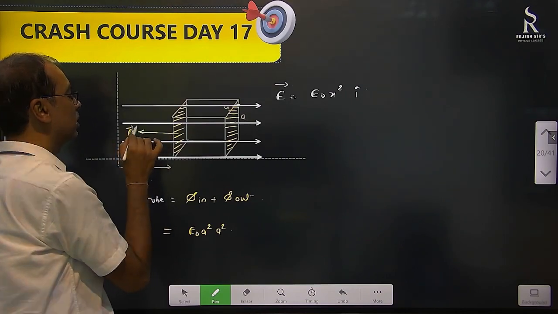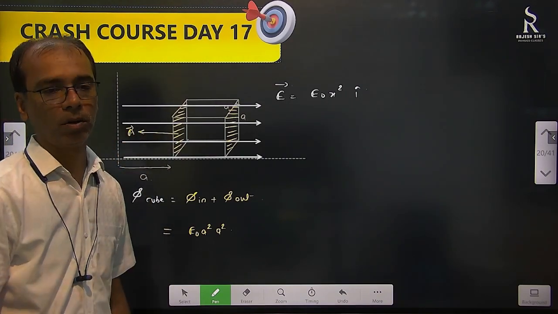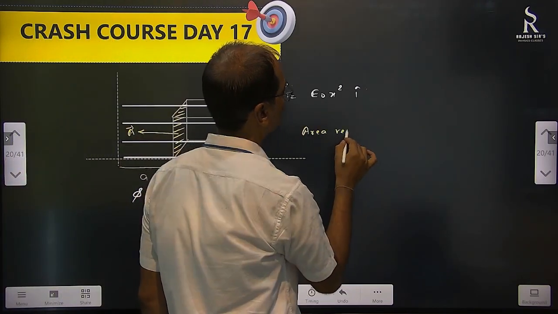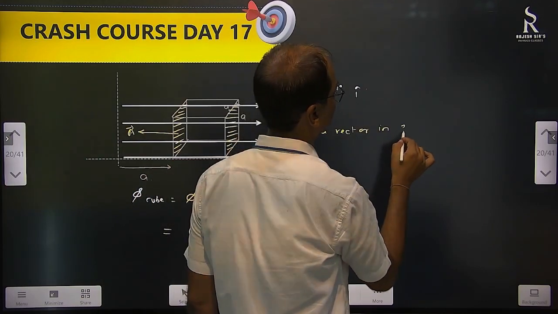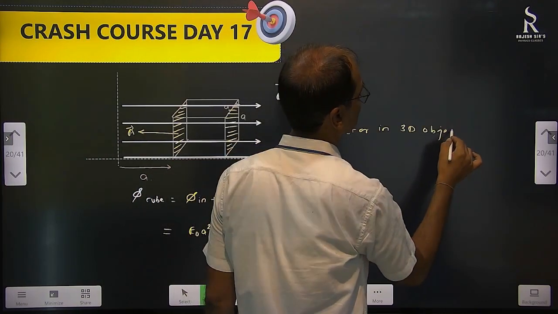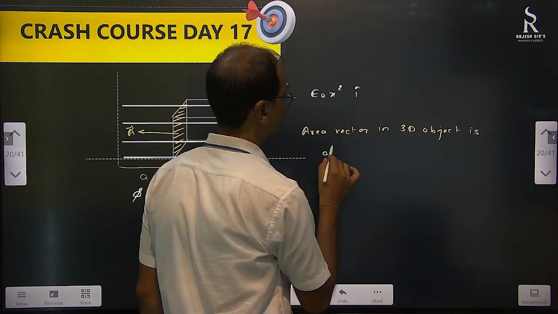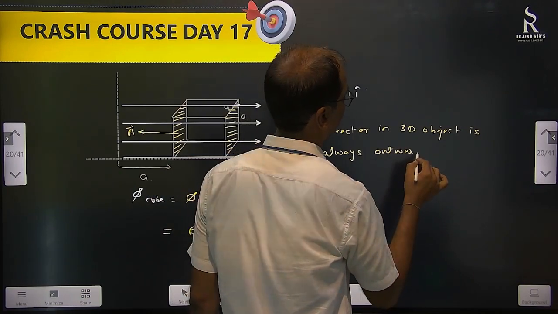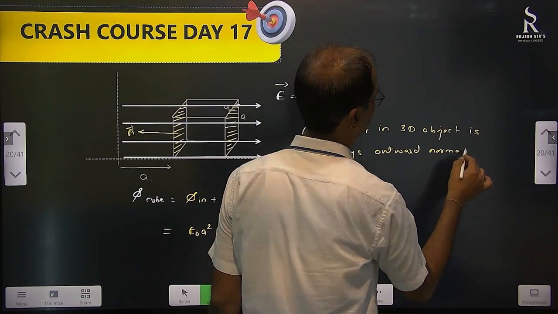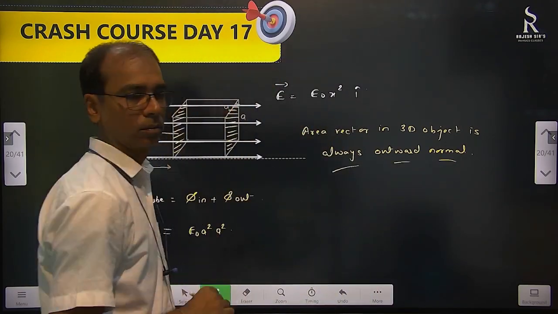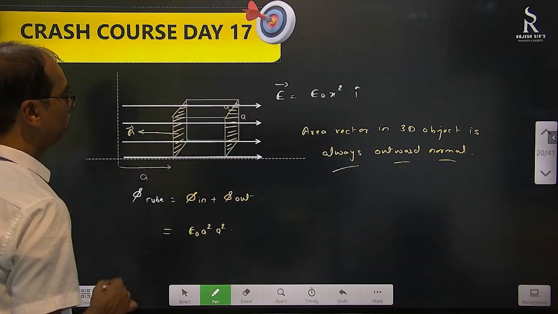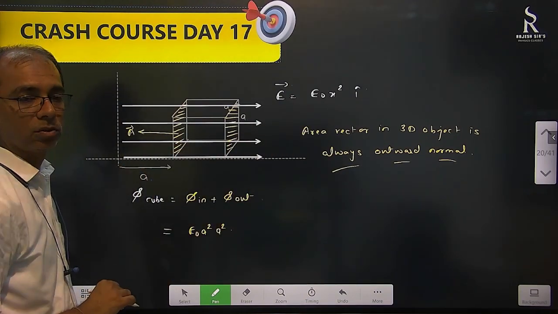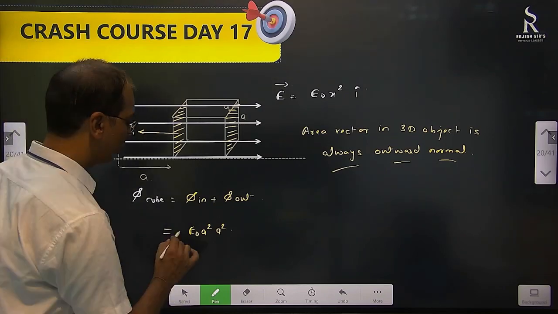Why like this? Because area vector in 3D objects is always outward normal. Outward normal. Okay, so this is the area. So what will happen? Electric field is like this, area is opposite, so the angle is 180 degrees. So E into A cos 180, that means this will be negative.